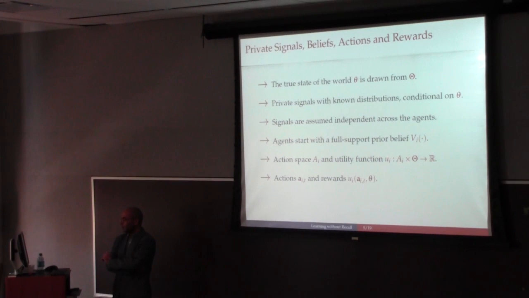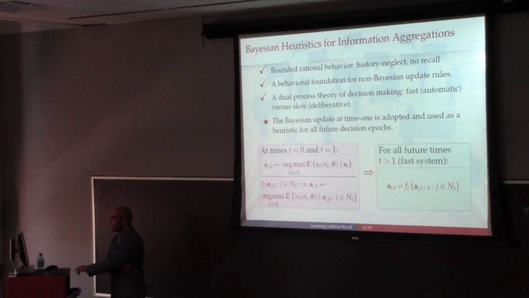And that is basically the incentive for interacting in a group. Agents start from a full support prior belief for their decision making, and there is an action space that is basically the subject of the decision. They have to choose an action from this action space. And the actions are rewarded based on a utility function that is dependent on the action as well as the state of the world, the unknown state of the world.